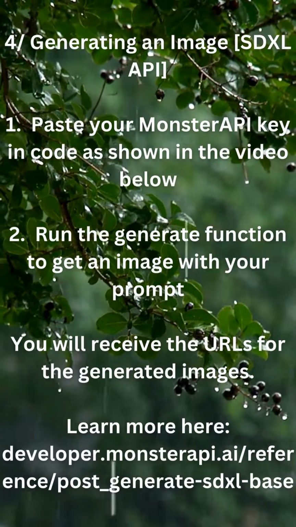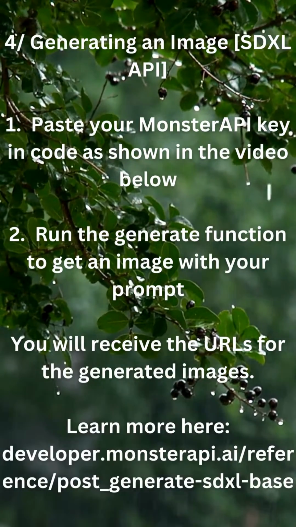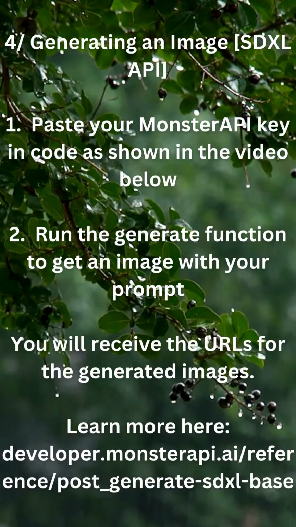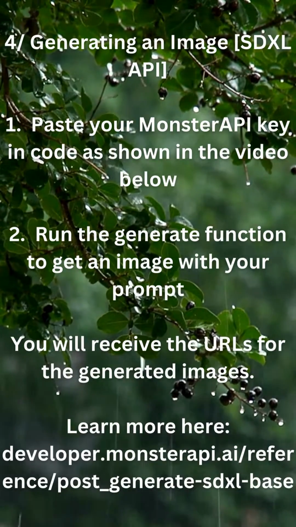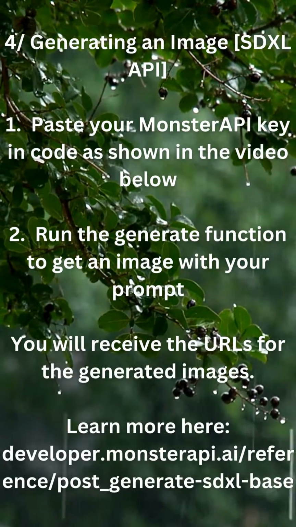4/ For generating an image with the SDXL API: 1. Paste your MonsterAPI key and code as shown in the video below. 2. Run the generate function to get an image with your prompt. You will receive the URLs for the generated images.